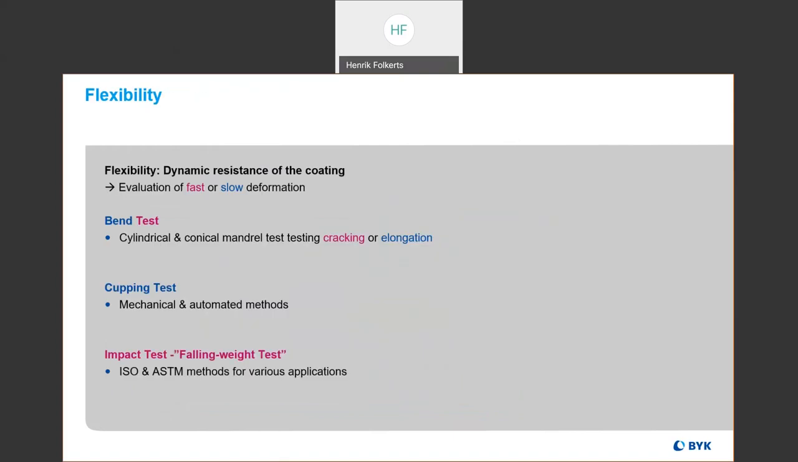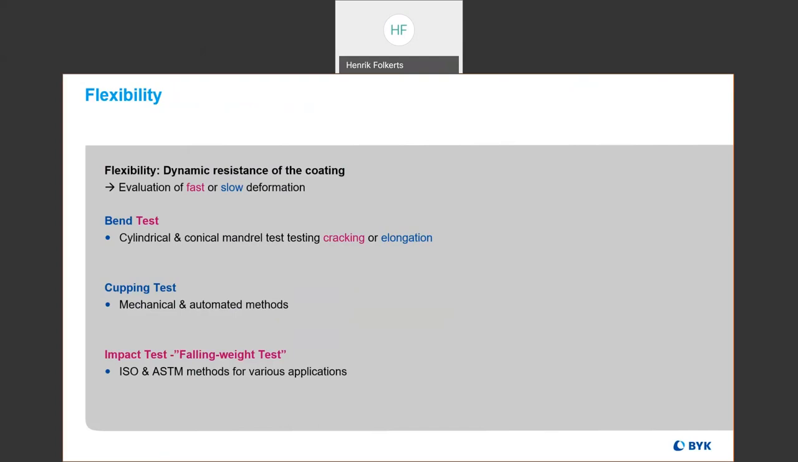Flexibility can also be called the dynamic resistance of a coating and can be evaluated with fast or slow deformation. The bend test can be done either with slow deformation or the fast way. In case of slow deformation, the elongation is evaluated. In the fast way, cracking is evaluated. The bending takes place over cylindrical or conical mandrels. The slow deformation test is called the cupping test. The panel is deformed very slowly. This slow process of deformation can be done by mechanical or automated methods.